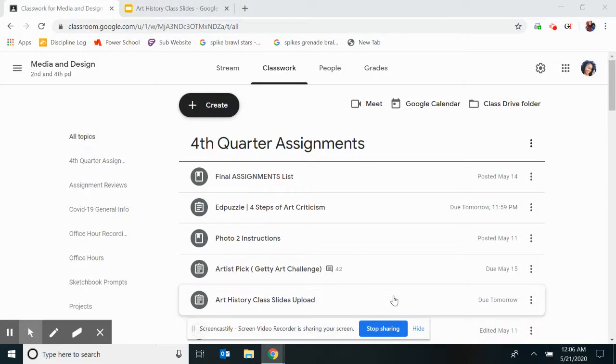I just wanted to do a quick review of the final assignments, or all of the assignments due for fourth quarter, and explain where everything is at and how to find it, and how far back, as far as the dates are concerned, where you can locate everything. Some of you may not realize which assignments counted towards your fourth quarter grade.